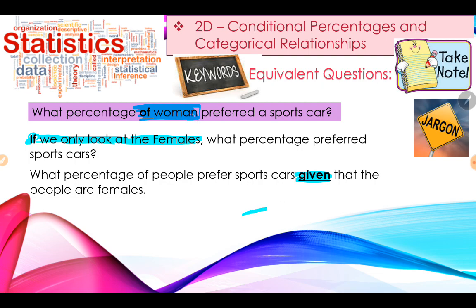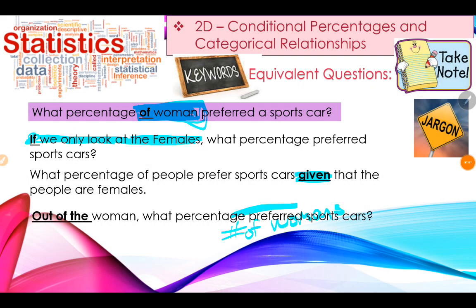So the group of people I'm looking at is going to be a smaller group. Looking at only the females, or given the people are females, means the denominator is going to be the number of women or females. "Of the women," with no other conditional words in there, means the same. And then the last one is "out of the women." So "out of the women" means the denominator is the number of women.